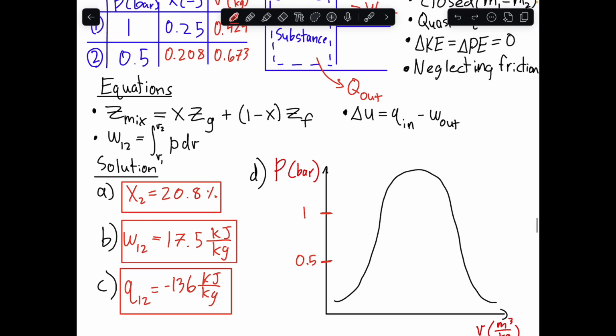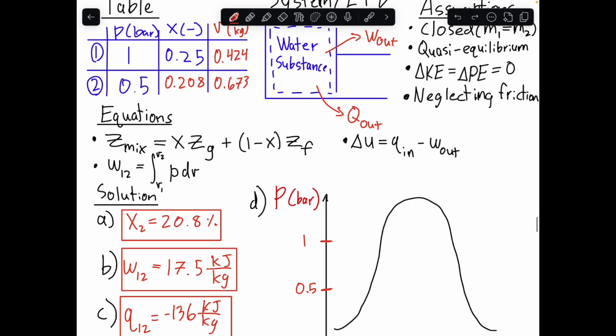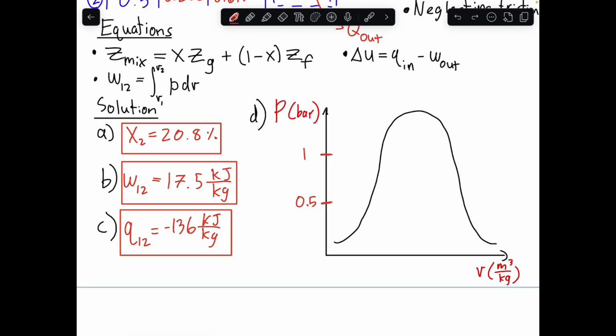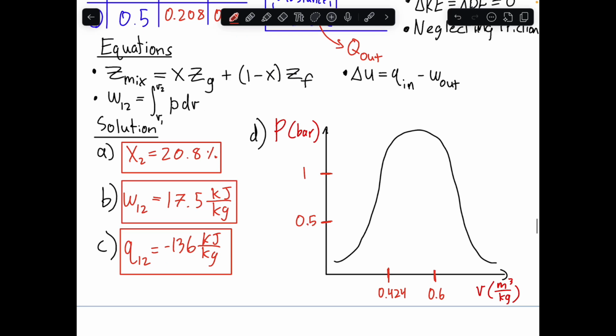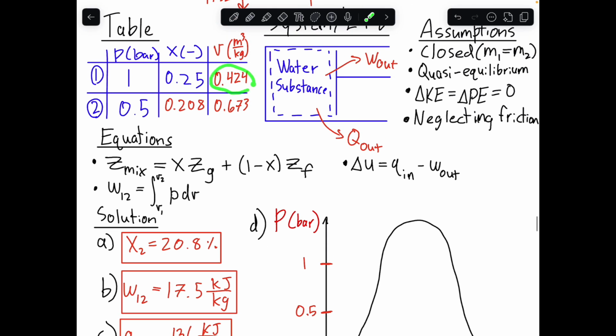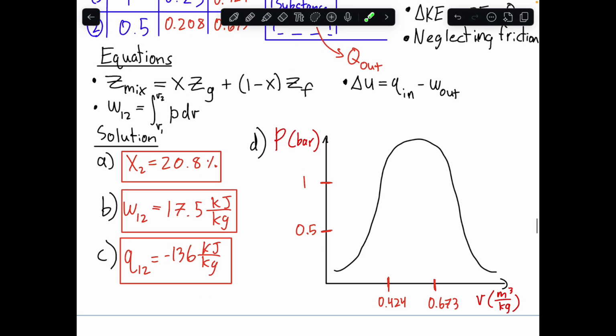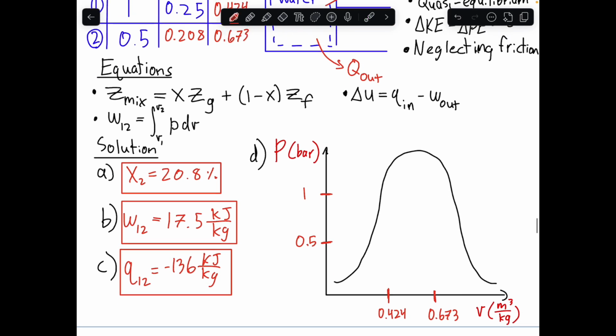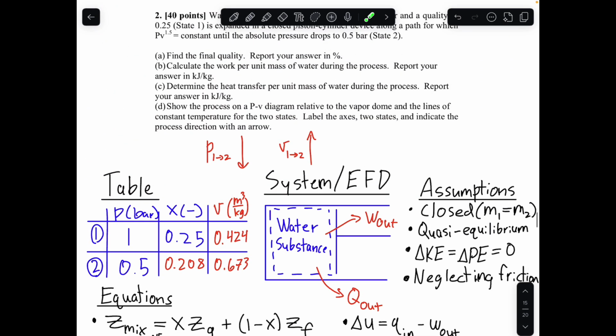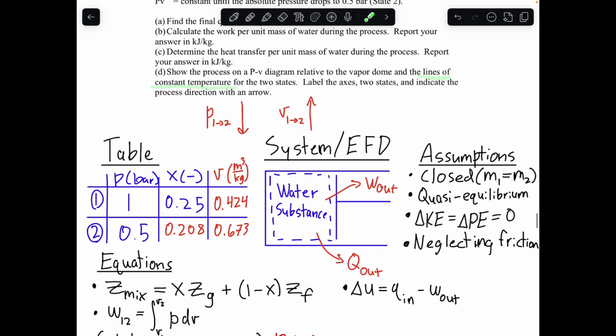And specific volume will start at 0.424, so maybe that's somewhere around here. And then we will finish at 0.673. Again, just pulling those values from the table here. And so we already have enough to sketch our points, but one of the other things that it asks us to do is to draw in the lines of constant temperature for the two states.